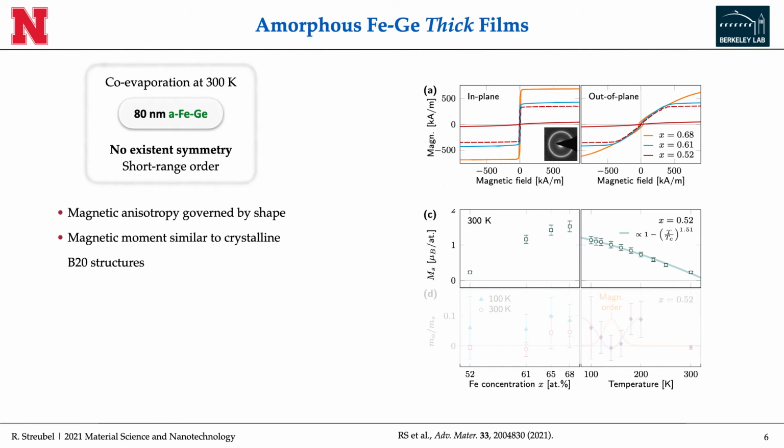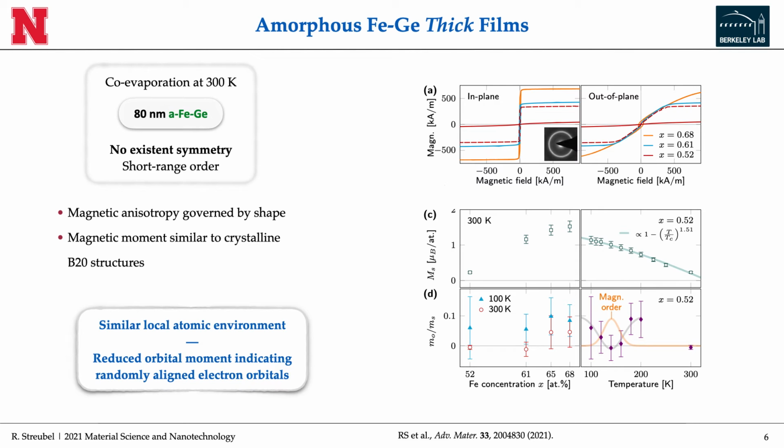And the saturation magnetization revealed that the magnetic moments are very similar to crystalline B20 structures, which is very interesting to note, because this implies that we actually have a very similar local atomic environment. Furthermore, quantifying the orbital and the spin moment using X-ray magnetic circular dichroism spectroscopy, we observed a reduction in the orbital moment at certain temperatures and at low iron concentrations. And as you might recall, the orbital moment is a direct indication of the electron orbital alignment, and when we see a reduction in the net orbital moment, this indicates that the electron orbitals are randomly aligned, meaning disordered.